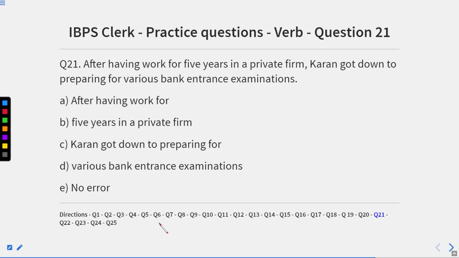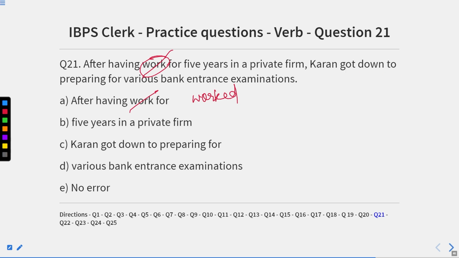That is question number 21. After having worked for 5 years in a private firm, Karan got down to preparing for various bank entrance examinations. Now here it is written, after having work. As I have already told you, whenever we have the word having, being, and after that we have a verb, that should be in verb third form, that is past participle, sorry, perfect participle. So this work should be incorrect and it should be replaced with worked. And the correct sentence will be, after having worked for 5 years in a private firm, Karan got down to preparing.